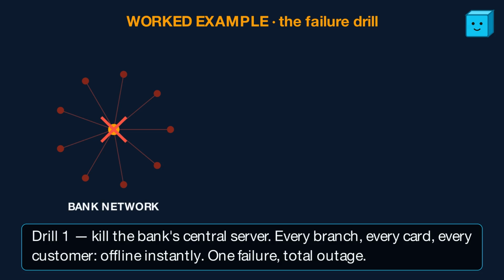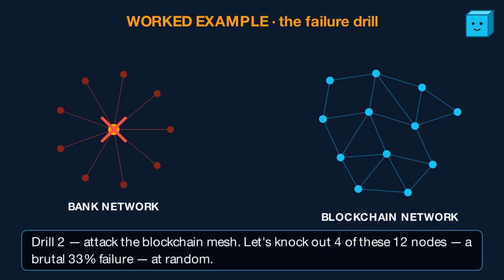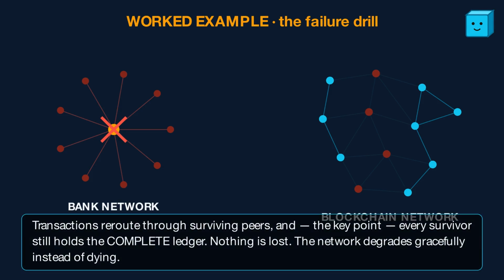Drill 1. Kill the bank's central server. Every branch, every card, every customer, offline instantly. 1 failure. Total outage. Drill 2. Attack the blockchain mesh. Let's knock out 4 of these 12 nodes. A brutal 33% failure, at random. Transactions reroute through surviving peers. And the key point: every survivor still holds the complete ledger. Nothing is lost. The network degrades gracefully instead of dying.